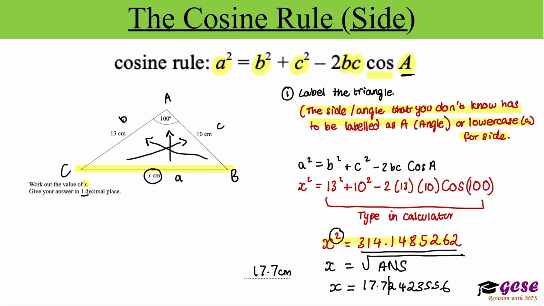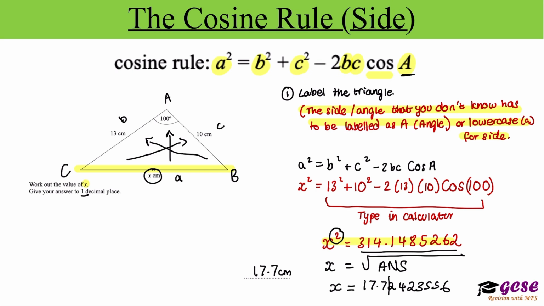And if we look at the question, we can see that BC is the longest side, so it has to be bigger than 13, which it is. It's 17.7.